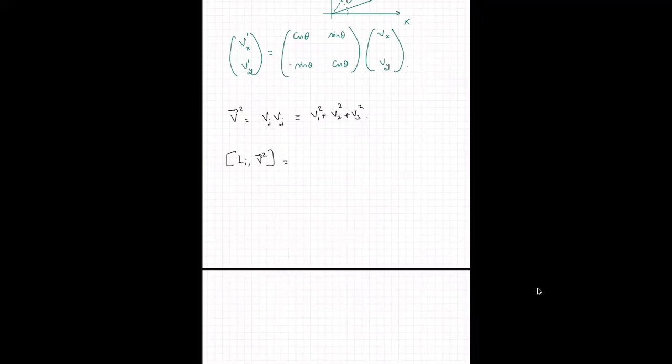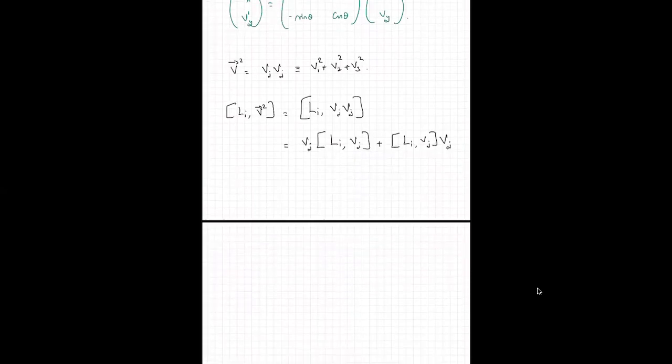This is equal to the commutator of Li with Vj, Vj. And by applying the rules of commutation, I can pull out one factor of Vj on the left and write this as Vj times [Li, Vj]. And I can pull out one factor of Vj on the right and write this as [Li, Vj] Vj. Okay, so I hope this is clear to everybody. If there's any questions, please ask.